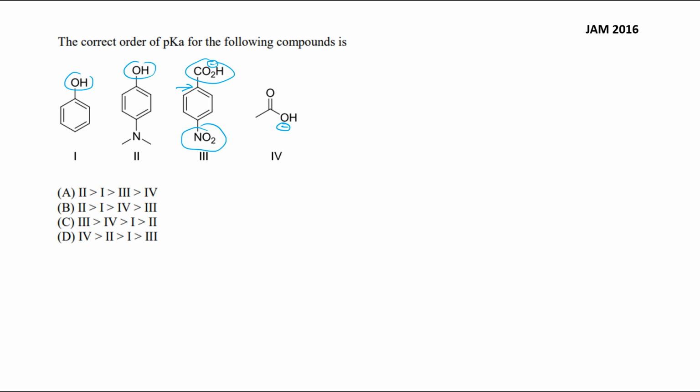So 3 will be maximum acidic, right? After 3 it will be 4. Now what about the 2 OH groups? In these two we have NMe2 in the second, which has some donating effect. So that is why 1 will be more acidic. So we will write 1 and then 2. So 3, 4, 1, 2. So you have to reverse it, right? Reversing it we are getting, just see, the signs are now reversed. Now 2, 1, 4, 3. So option B is the correct option.